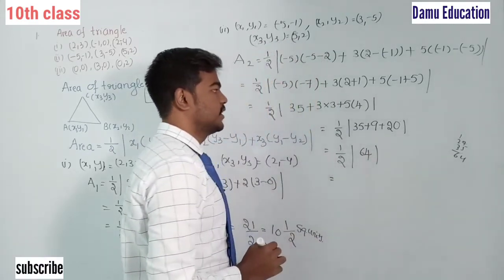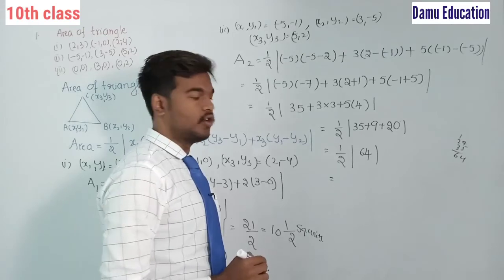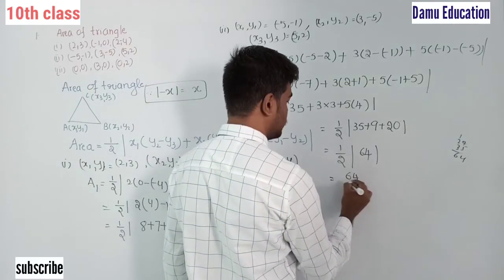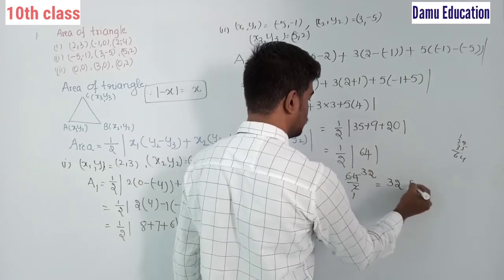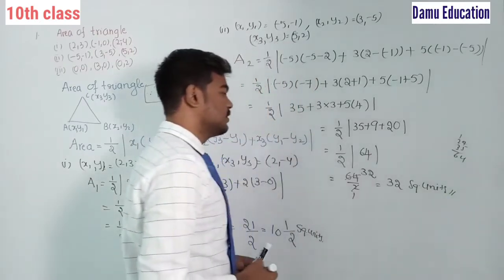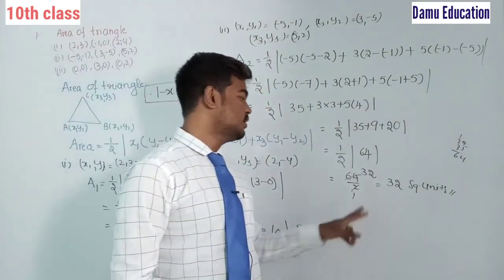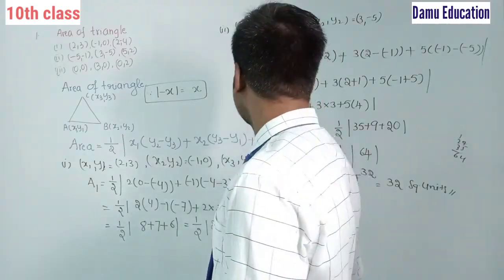So what value are we getting here? We will get 64 by 2, 2 1s are 2, 32s are... So 32 square units. Whatever the units are, they are square units. So this is our second one.